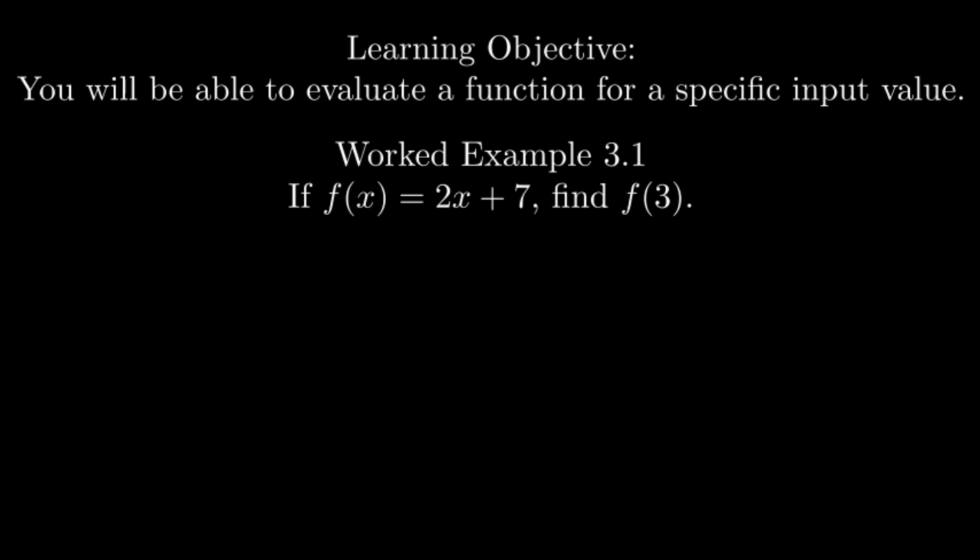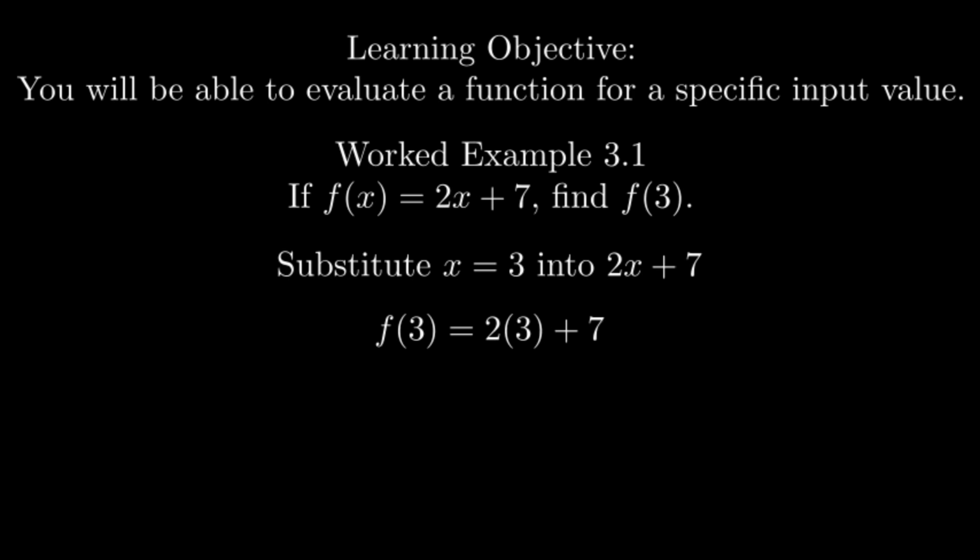Let's take a look at this worked example. We are given the function f(x) = 2x + 7, and we're asked to find f(3). The notation f(3) is an instruction. It tells us to take the number 3 and use it as the input for our function f. So everywhere we see an x in our function's rule, we're going to replace it with a 3. This gives us f(3) = 2 × 3 + 7. Now we just do the arithmetic. 2 times 3 is 6, and 6 plus 7 is 13, so f(3) = 13.